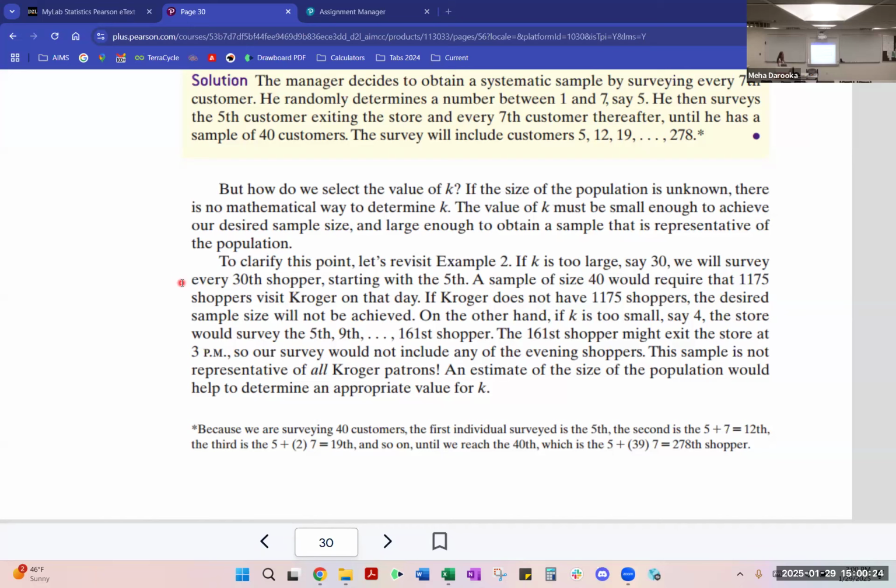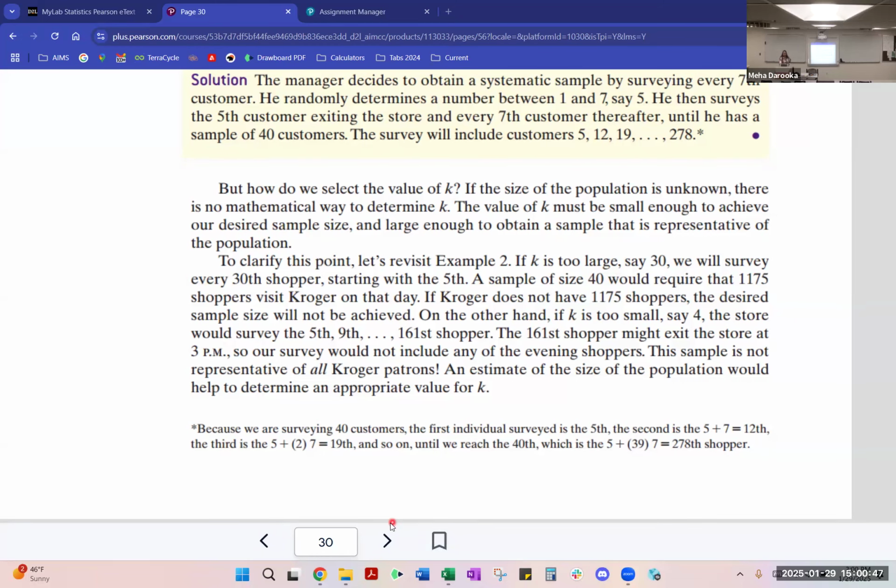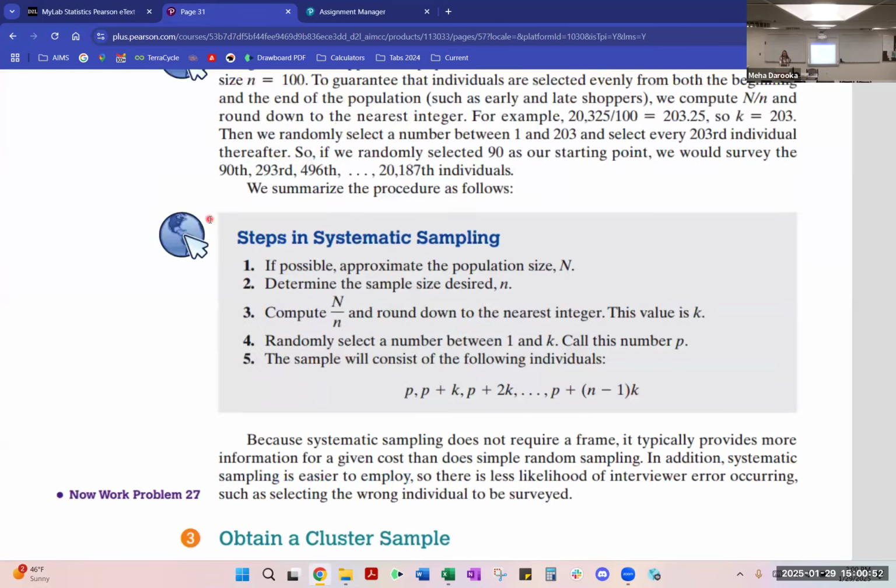They're saying on the other side, if K is too small, let's say 4, that means you are surveying every 4th customer, then 161 shoppers might exit the store at 3 p.m. And of course, that means you're not really including the shoppers who may be coming in the evening time. And that may, again, not accurately represent your population. So that's where you have to be careful when choosing that K value.